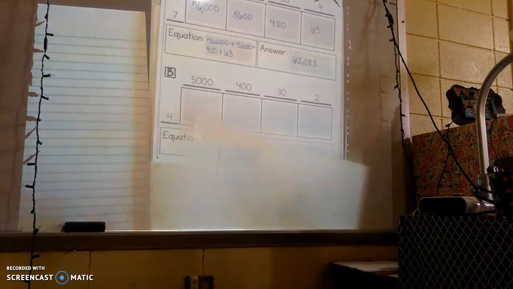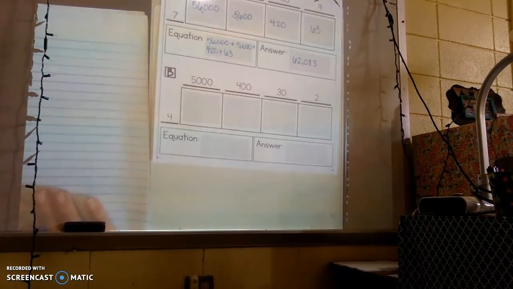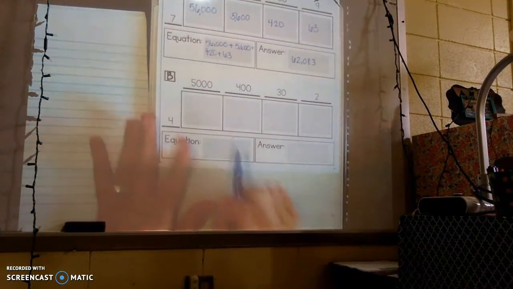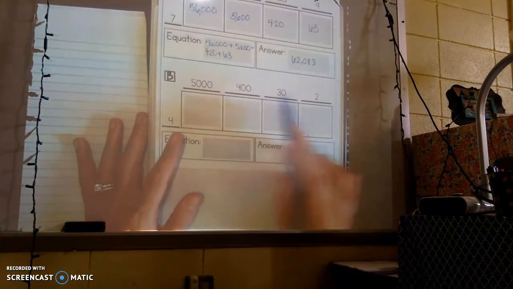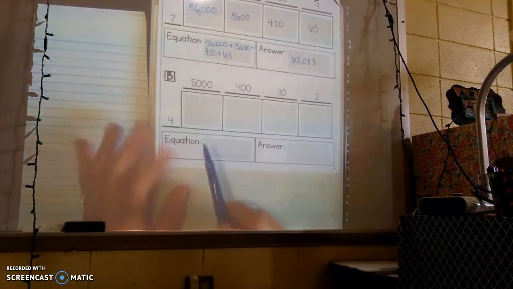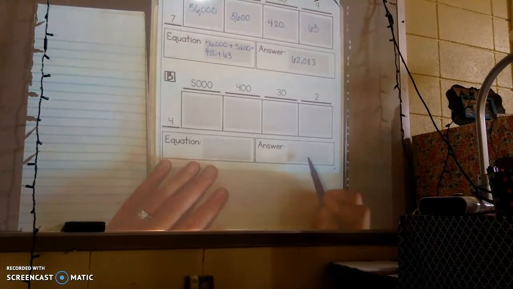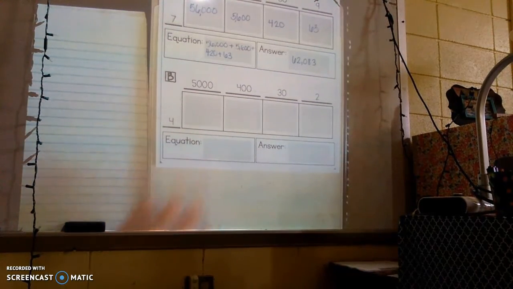Okay, so what you're going to do is you're going to complete letter B. Just like we just did letter A, you're going to find your product for each place value, make your equation by adding all those products together, and then write down your answer over here in the answer box.